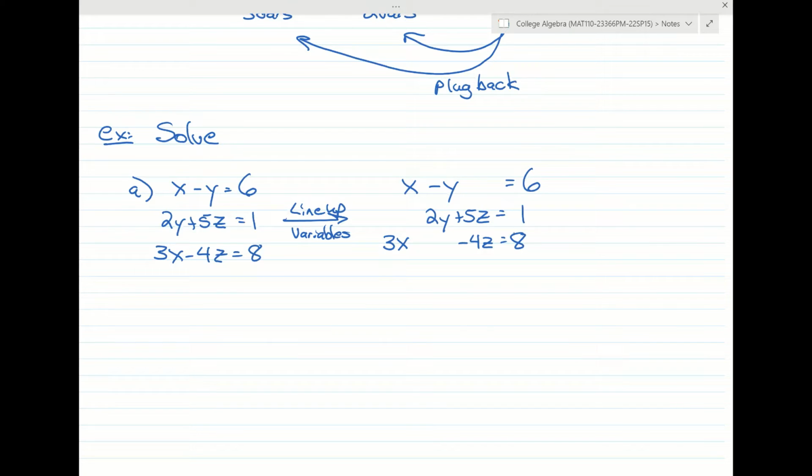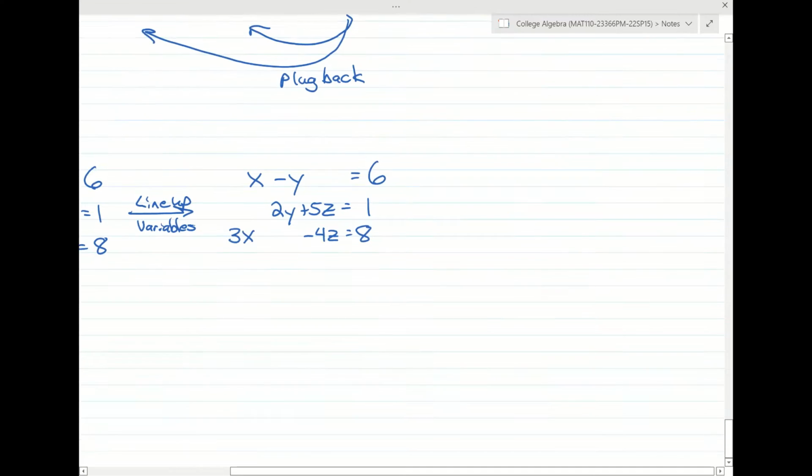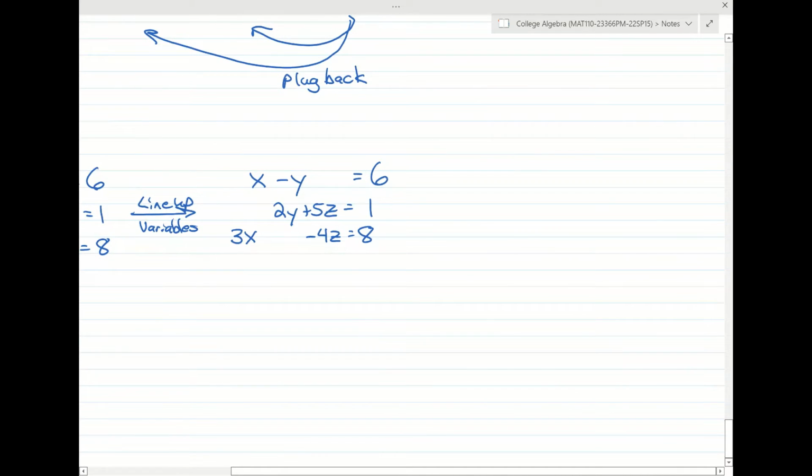If we combine the second and third, what we get is 3x plus 2y plus 1z. And we really want to have 2 equations with 2 variables. So what I would recommend is if we could eliminate the z, then you'd have an equation with just x and y in it. So if we take these two equations, and let's say we multiply the top equation by 4 and the bottom equation by -5.